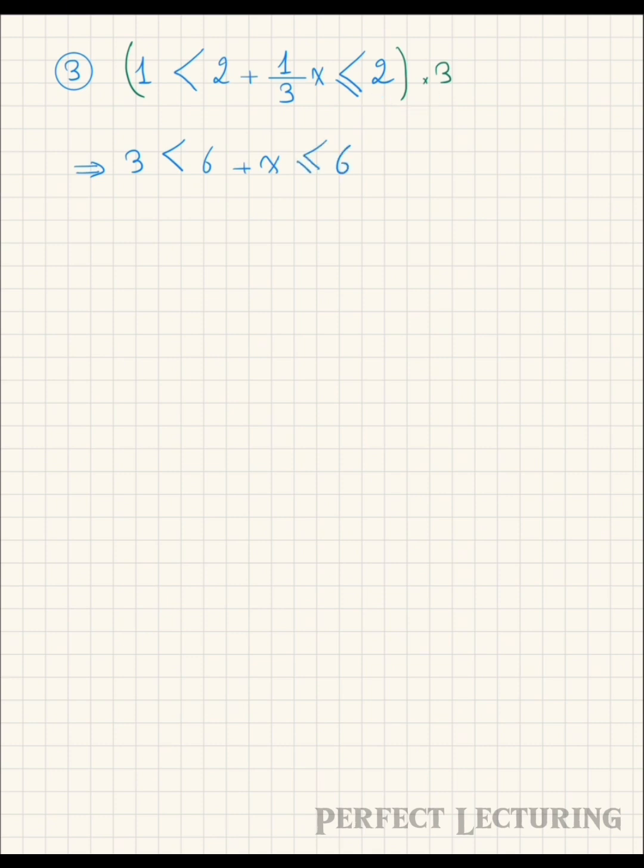Next, we have to get rid of the 6. How do we do that? We subtract 6 from all sides of the inequality. So we obtain 3 minus 6 is -3, less than x less or equal to 0. And finally, we got x isolated in the middle.